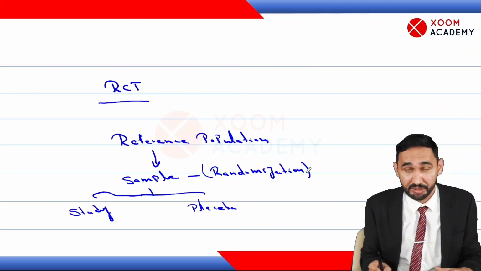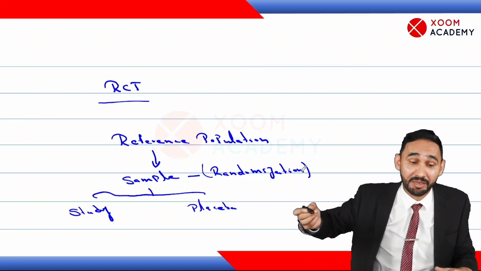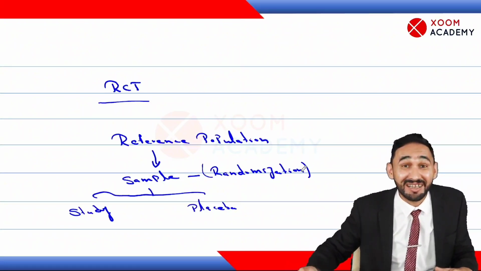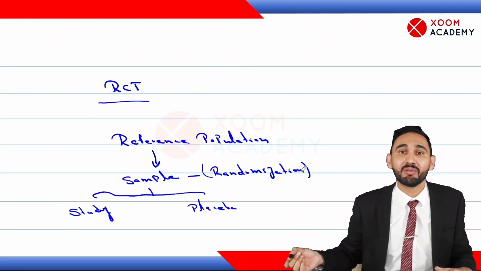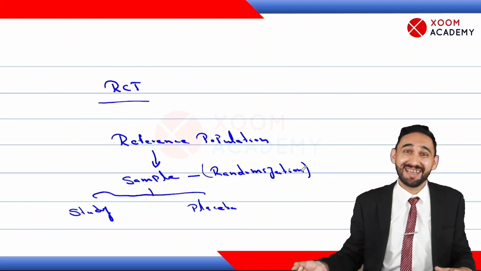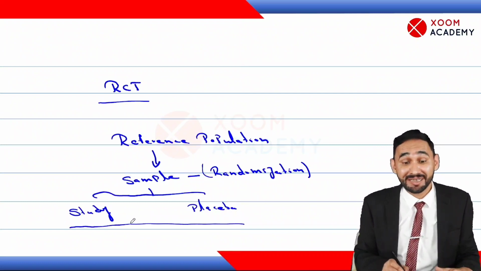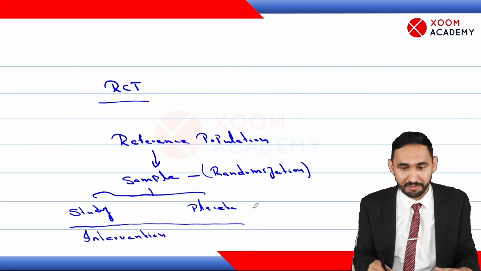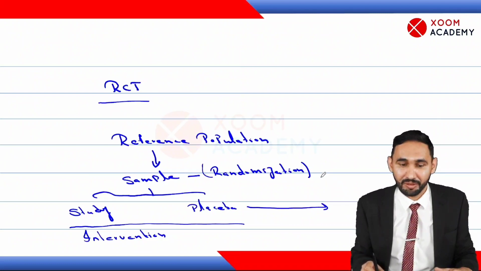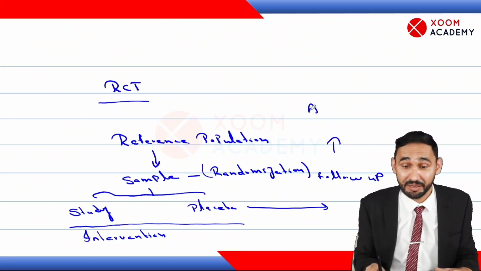What is meant by randomization? We'll take random numbers or a table of random numbers and divide them into two. Both of them have an equal chance. So we will minimize the bias. The question will be, why is randomization done? To eliminate or to minimize bias. Then we'll do interventions or manipulations. Then we will do follow-up. After doing follow-up, we'll make some assessment.